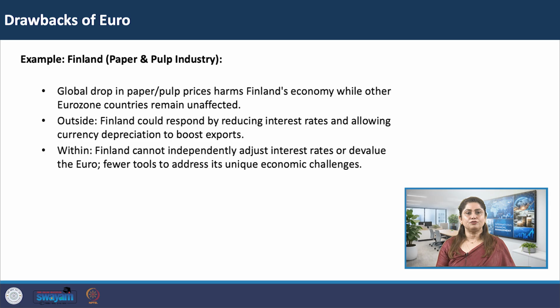I would like to explain this through an example of Finland. Finland is known for its paper and pulp industry. Now, let us suppose that the global prices of paper and pulp fall. Then the Finnish economy will be affected, while other Eurozone countries will remain unaffected.